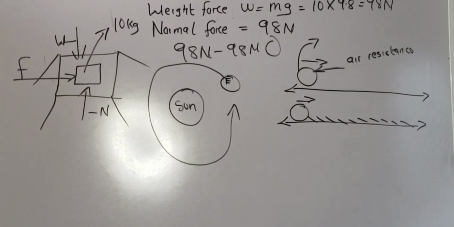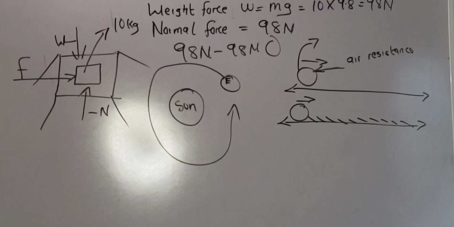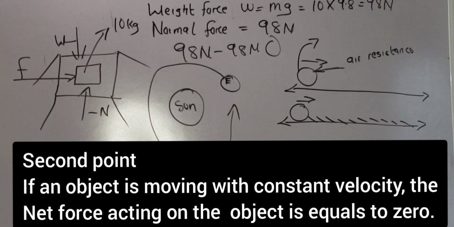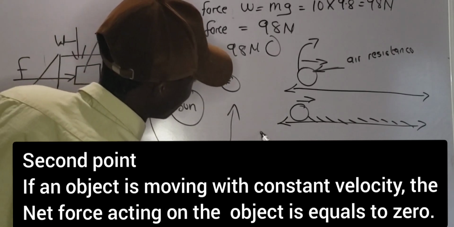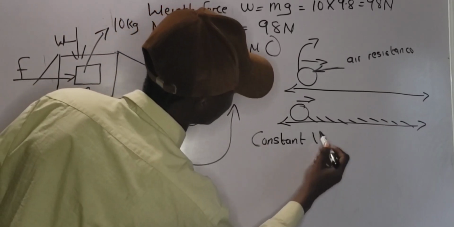Okay, now how can we apply this? There are two things that I want you to note. If an object is at rest, the net force is equal to 0. That is the first point. And if an object is in motion, let's say the object is moving at a constant velocity.